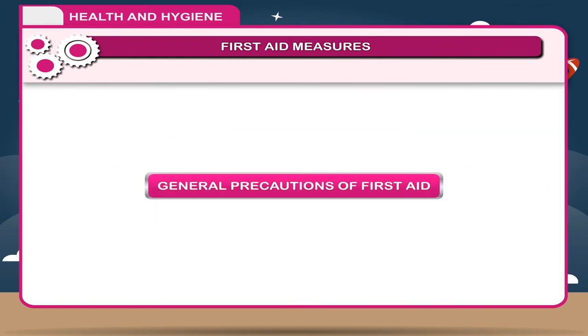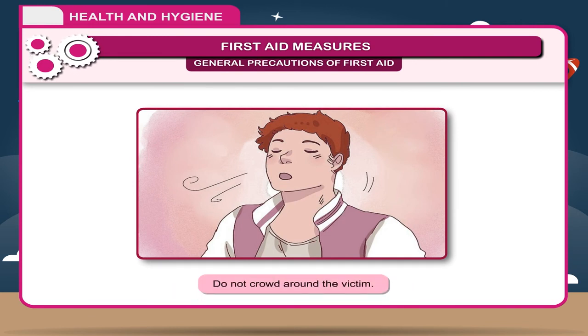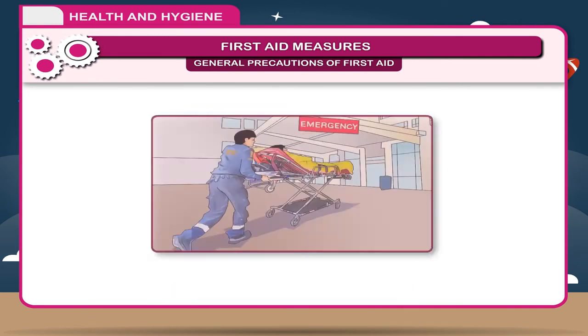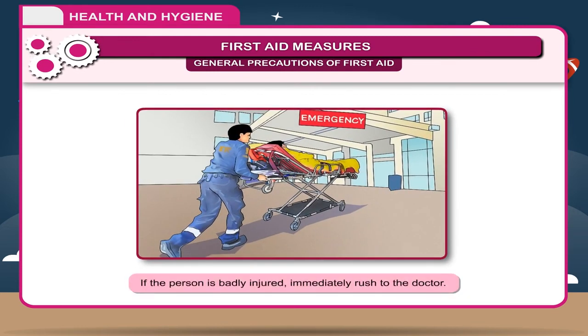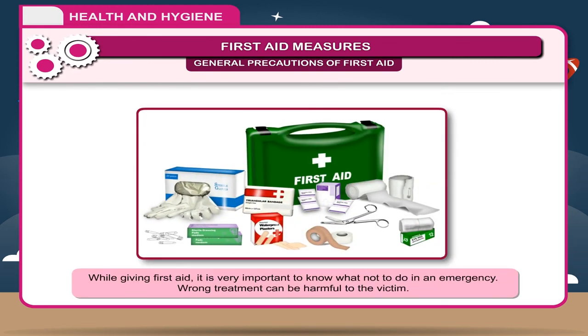General precautions of first aid. 1. Do not panic or get frightened. Keep calm. 2. Do not crowd around the victim. 3. If the person is badly injured, immediately rush to the doctor. 4. While giving first aid, it is very important to know what not to do in an emergency. Wrong treatment can be harmful to the victim.